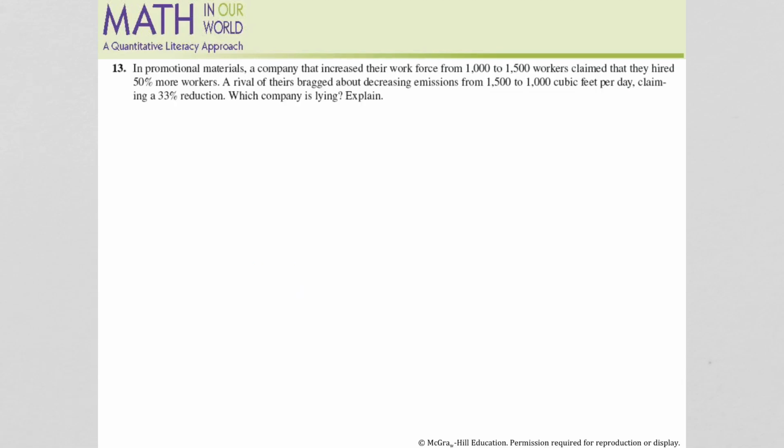In promotional materials, a company that increased their workforce from 1,000 to 1,500 workers claimed that they hired 50% more workers. A rival of theirs bragged about decreasing emissions from 1,500 to 1,000 cubic feet per day, claiming a 33% reduction. Which company is lying? Well, it certainly looks like they'd be lying, because 1,000 to 1,500 is 50%, but going down from 1,500 to 1,000 is 33. That doesn't seem quite right, does it? But let's see.